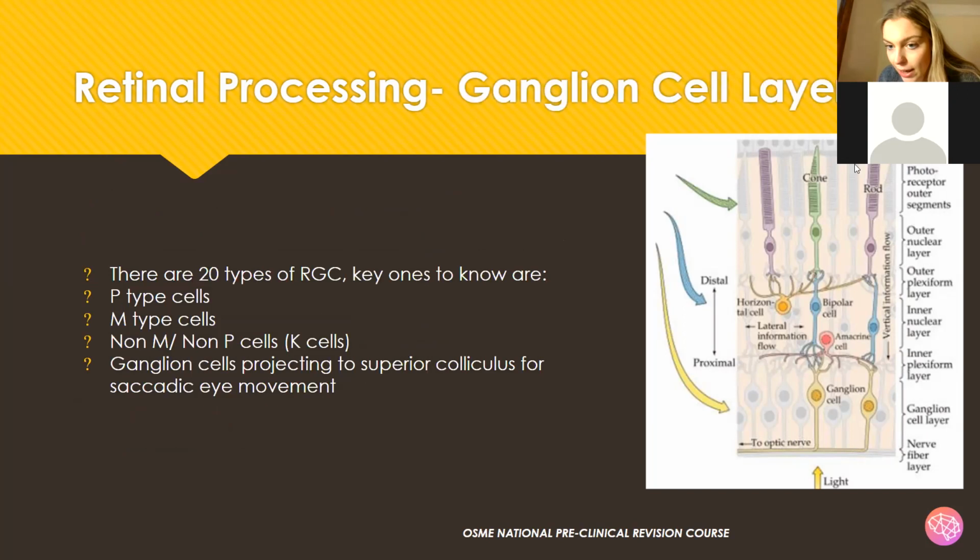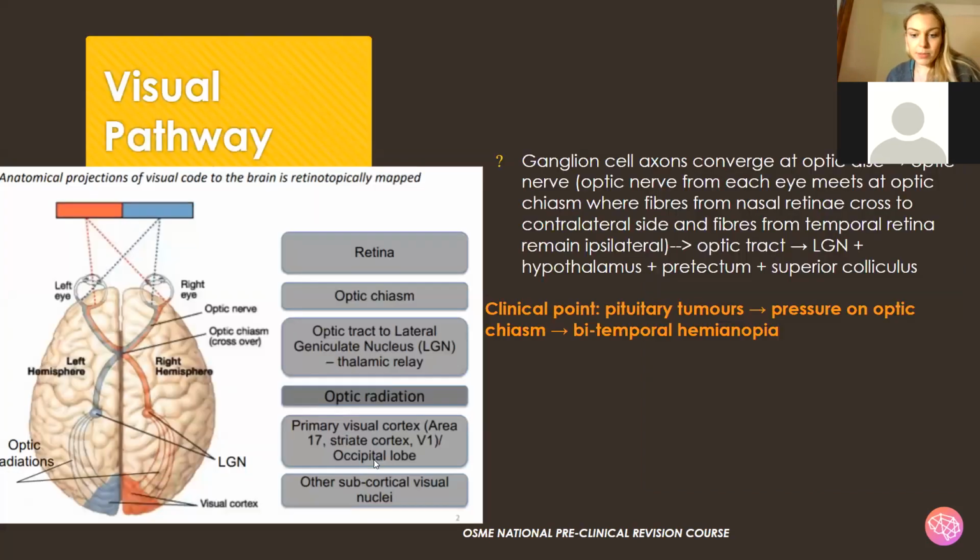And then moving back to our ganglion cell layers. We've moved all this information down to our ganglion cells, where they're going to pass down to the optic nerve. So there are 20 types of retinal ganglion cells. Key ones to know are P-type cells, M-type cells, non-M, non-P cells, K cells. And again, just a little point that other people might not clock for exams: ganglion cells projecting to the superior colliculus, the saccadic eye movement. We have slightly talked about M and P cells. So that was something to revise. Moving on. Okay, cool.